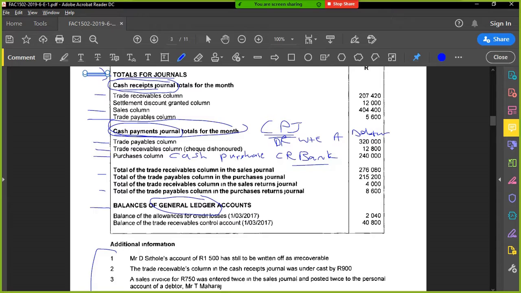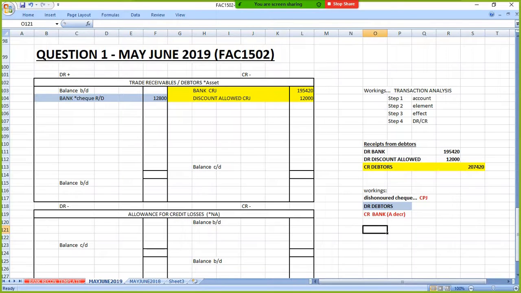Next, total of the trade receivables column in the sales journal. Will this affect your debtors? Yes. How will it affect your debtors? It will increase it. Good. If you want the revision working, credit sales, just to show how important this is: debit debtors, credit sales. You could have VAT there, but there was no VAT in this question, so you don't have to worry about it.